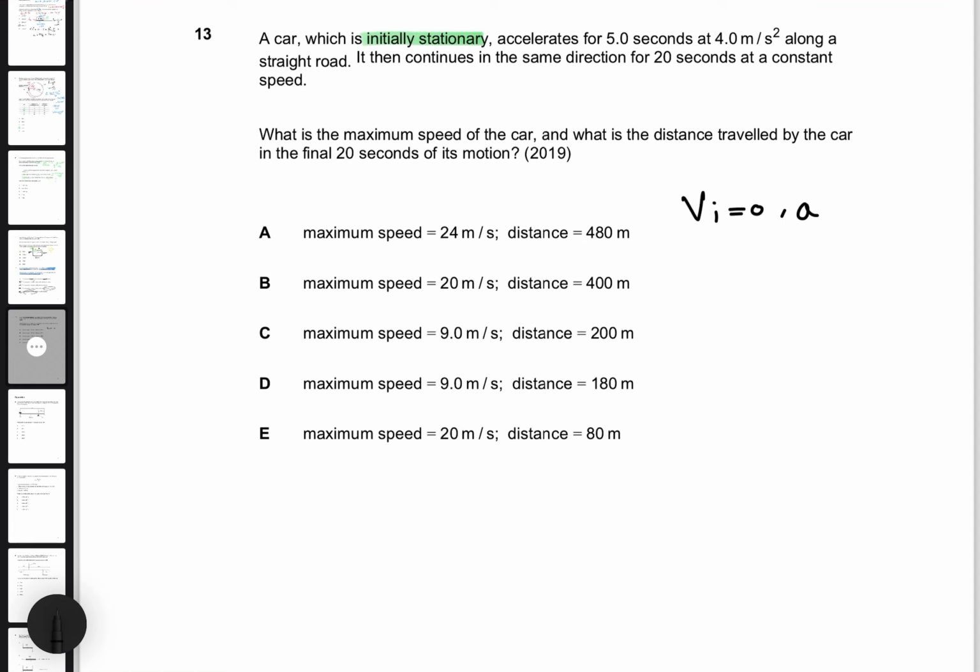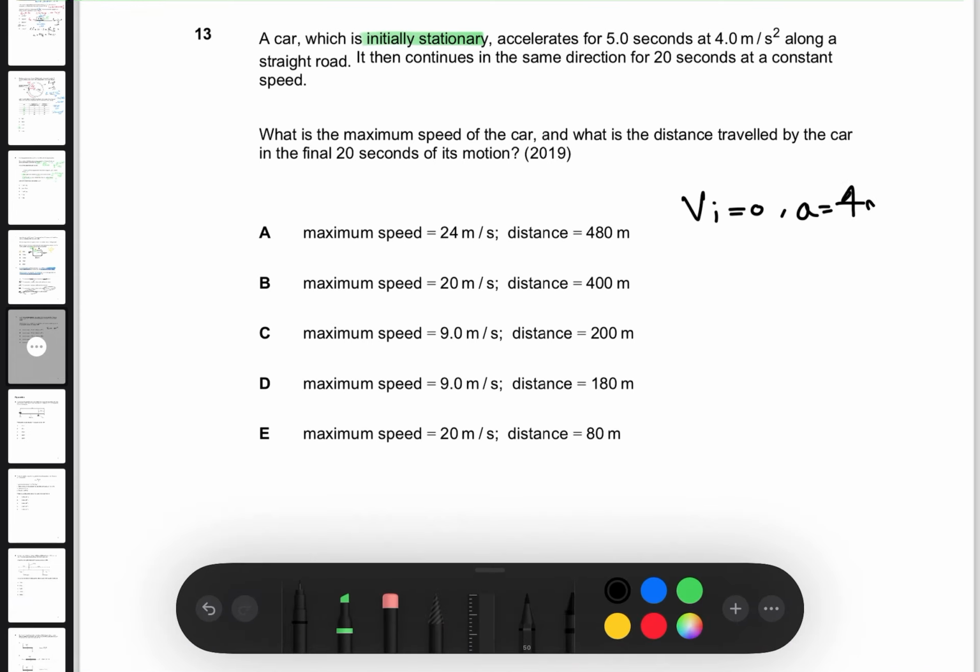velocity is 0. Then they're saying the car accelerates for 5 seconds at an acceleration of 4 meters per second squared for a time of 5 seconds. So right off the bat, I know what they want. They want you to find the maximum speed of the car. There you go. So they want to find the maximum speed of the car, or VF. And it also says that it continues its journey, keep in mind, for 20 seconds at constant speed.